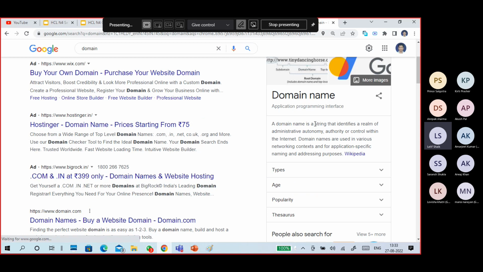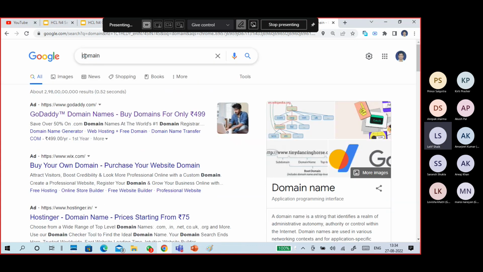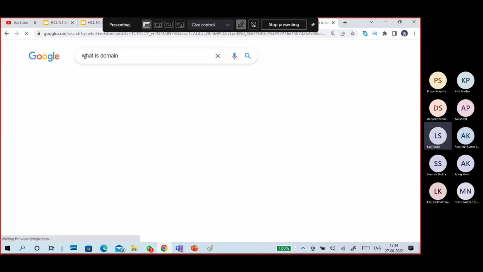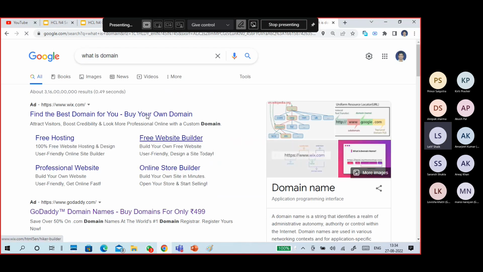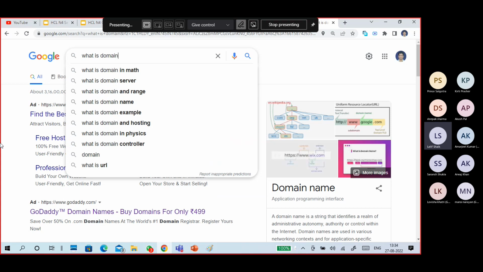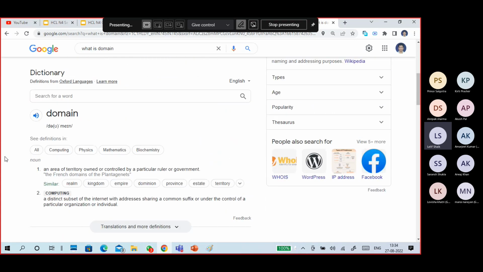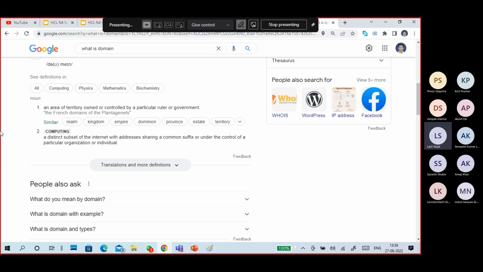Then it says, a domain name is a string that identifies a realm of administrative autonomy, authority, or control within the internet. It is exactly meaningless. Some people put a direct question like, what is a domain? It shows the domain name, but not that one. So what is a domain? Some results say an area or territory owned or controlled by a particular ruler or a government. In computing, a distinct subnet of the internet with addresses sharing a common suffix that are under the control of a particular organization or individual.